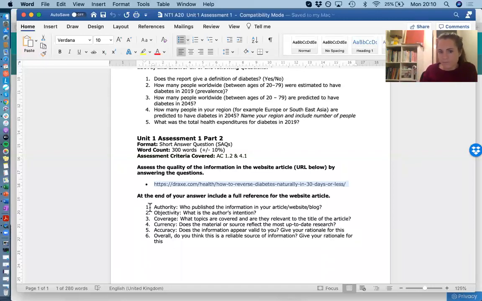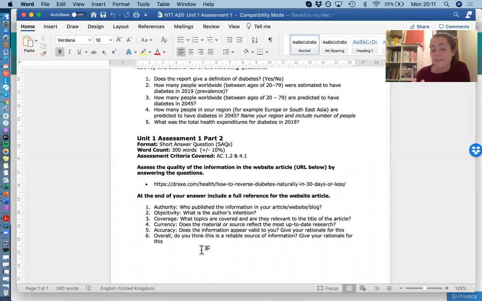There is authority: who published the information in your website article? What's the author's intention? What topics are covered, and are they relevant to the title of the article? Does the material or source reflect the most up-to-date research? Does the information appear valid to you? Overall, do you think this is a reliable source of information? These are key questions that you can use to assess a piece of healthcare information. And I'm going to show you some examples of how you might answer questions like this in a second.